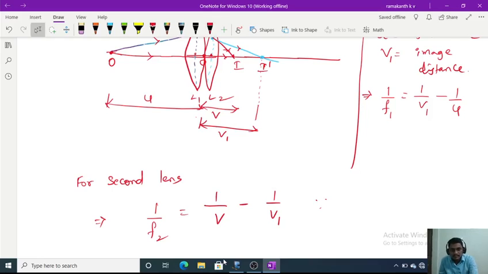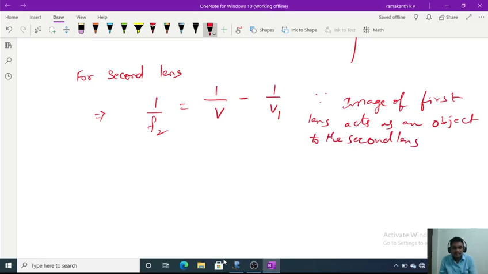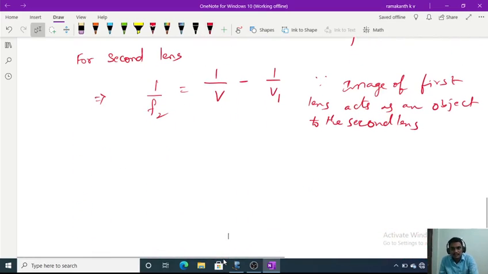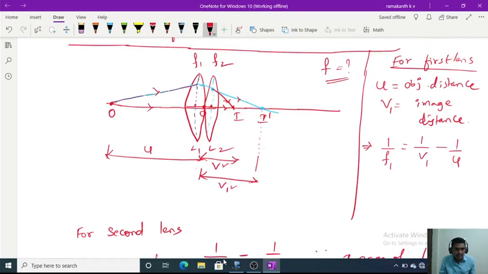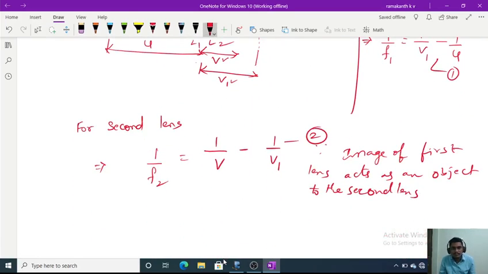Here I'll write a point: the image of the first lens acts as an object to the second lens. That is why the object distance of the second lens is v1. Let this be equation number 1, and this is equation number 2.